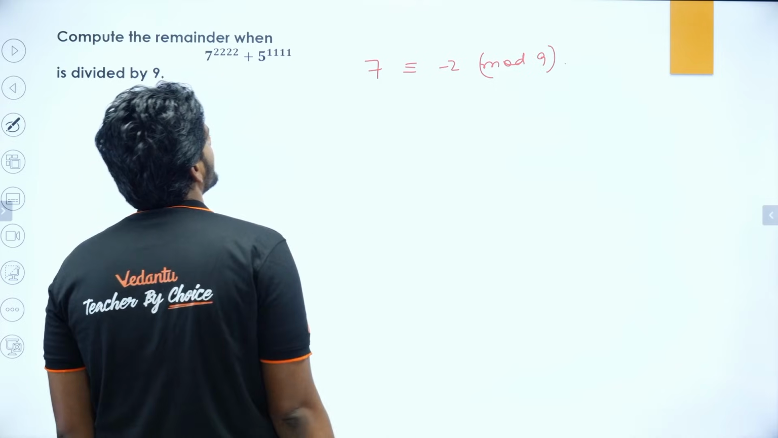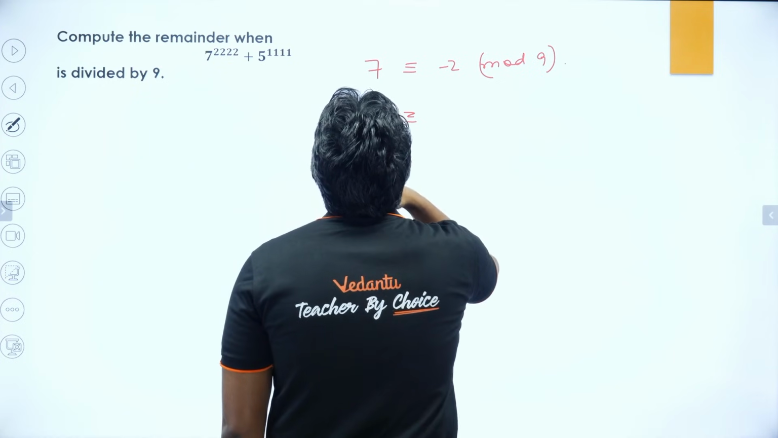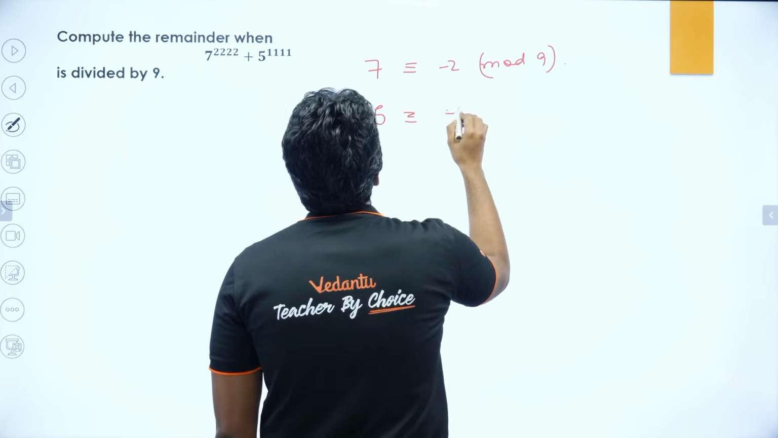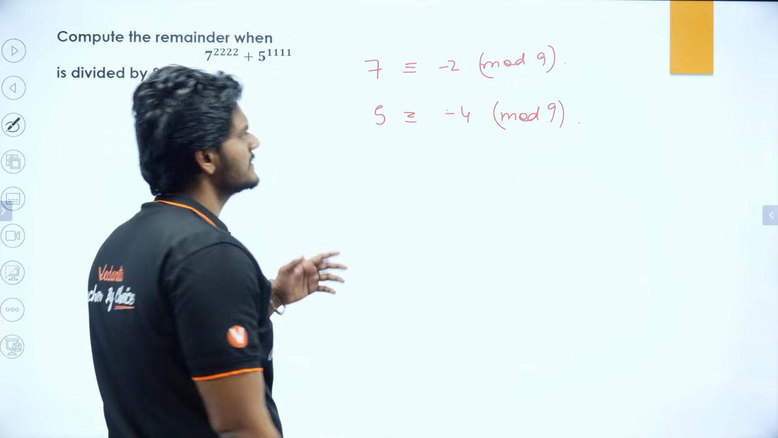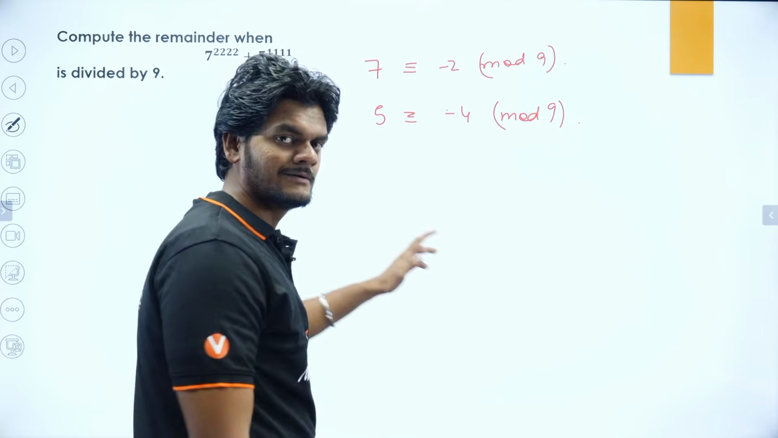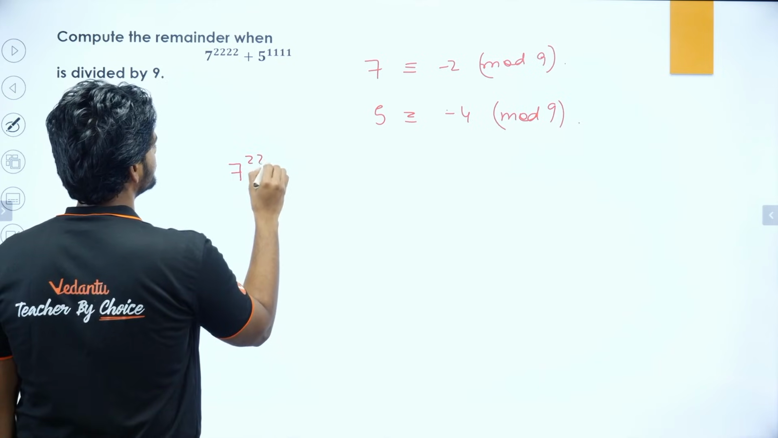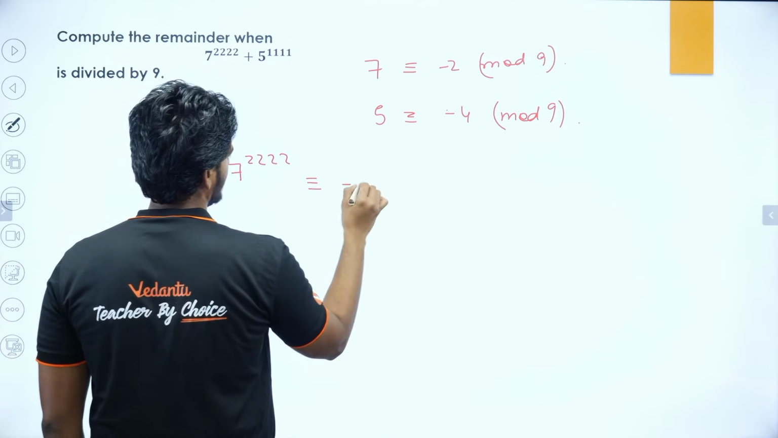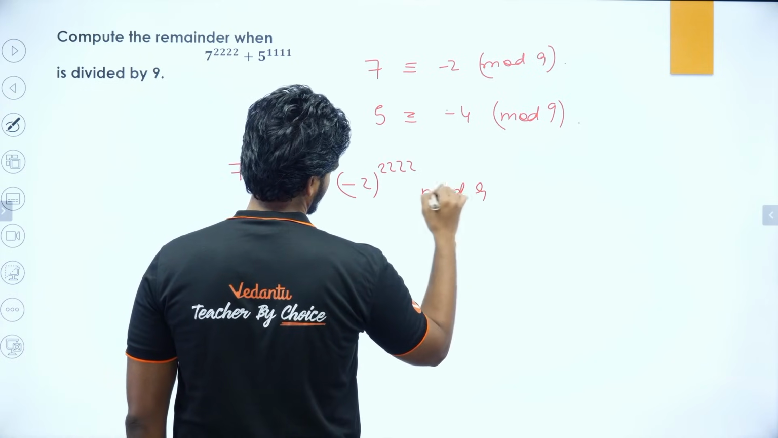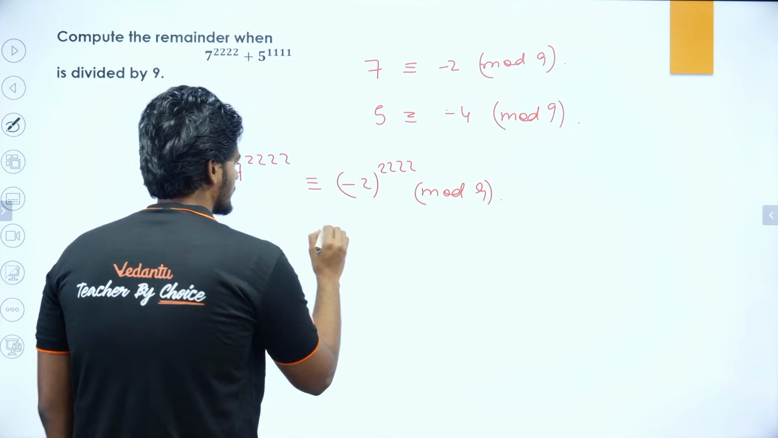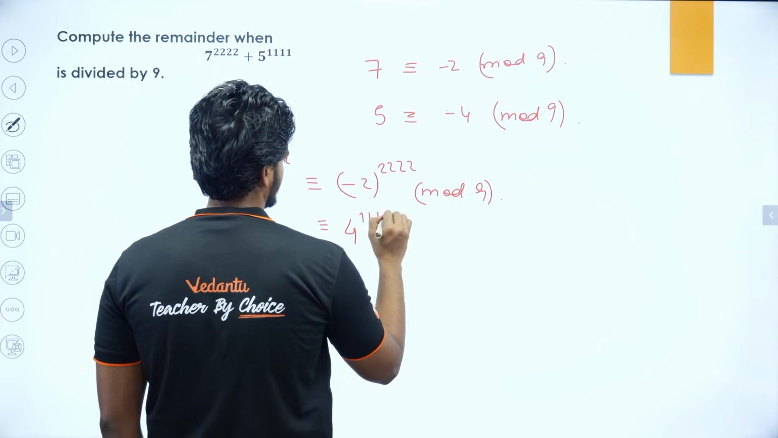Okay. And 5 is congruent to minus 4 mod 9. These minus signs often help us a lot. Now we will see why. Now, what is 7 power 2222? Congruent to minus 2 power 2222 mod 9, which is congruent to 4 power 1111.